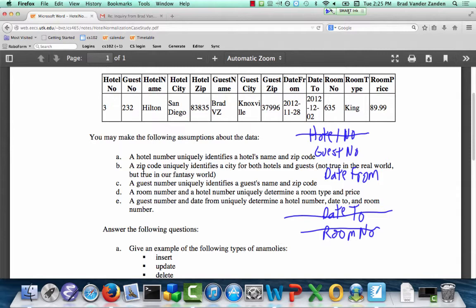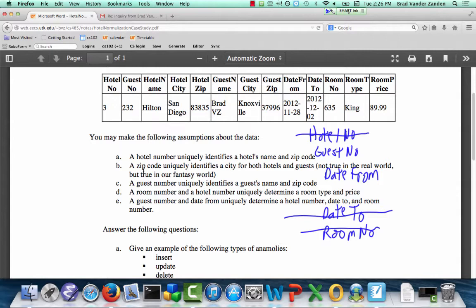So the problem is this thing requires me to have a booking, specifically because the primary key is guest number and date from. Any tuple that I insert has to have non-null values for the guest number and the date from. So it means that I cannot insert a new hotel into this relation unless I have a booking for it. So either I have to create a dummy booking, which isn't really good because I want it to identify real bookings, not fake bookings, or I can't insert it at all.